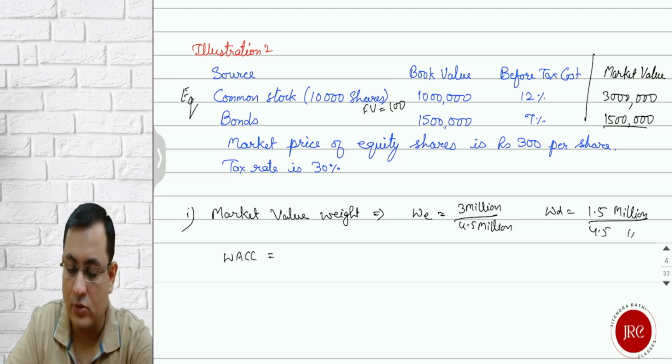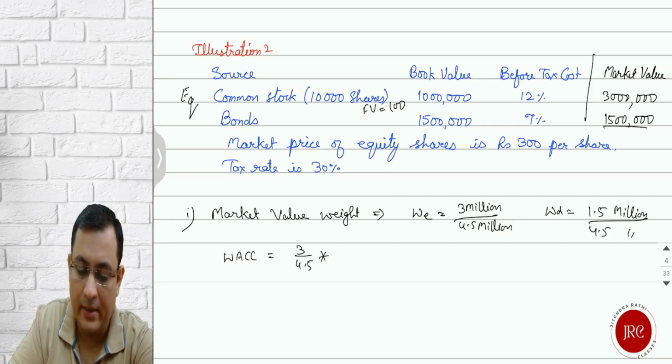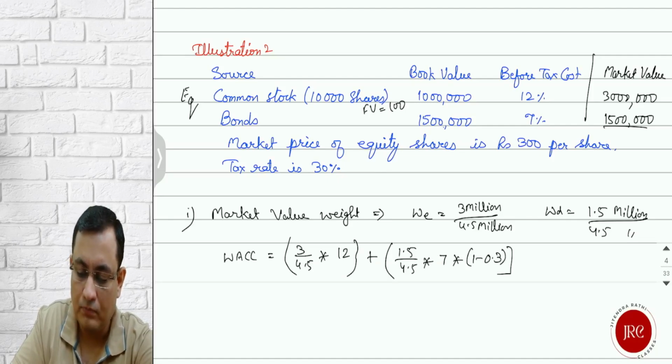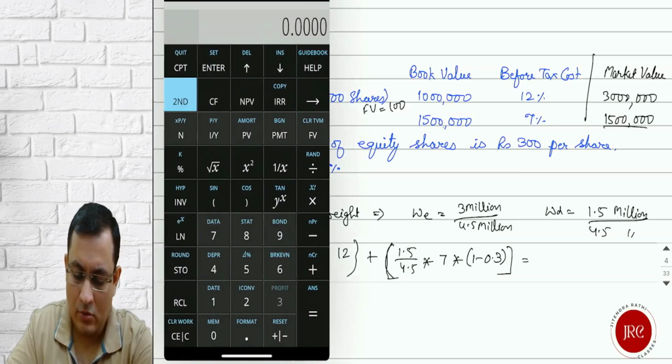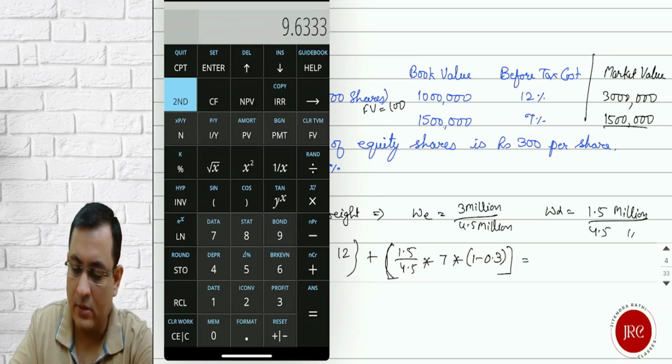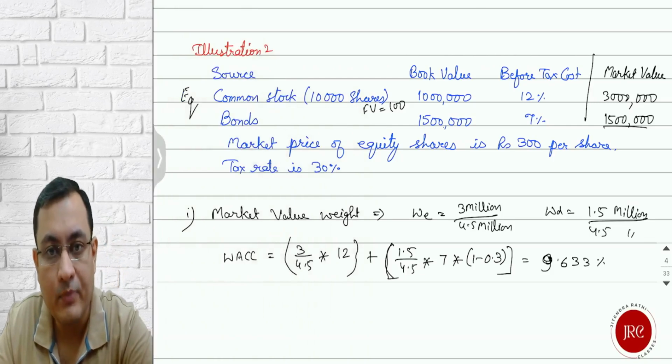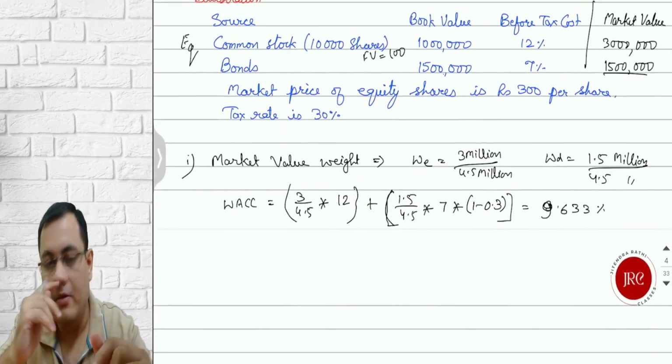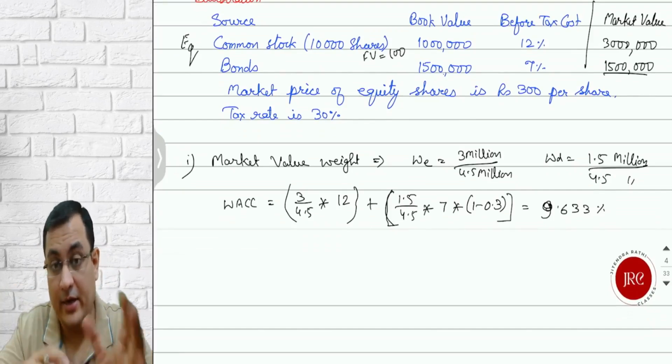WACC in this case will be equal to 3 on 4.5 multiplied by 12, plus 1.5 over 4.5 multiplied by 7 multiplied by 1 minus 0.3. Let's calculate the values. 3 over 4.5 multiplied by 12 is equal to 8, and 1.5 divided by 4.5 multiplied by 7 multiplied by 0.7 plus 8 is equal to 9.633% as your WACC.